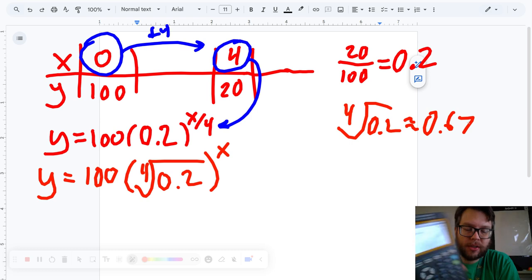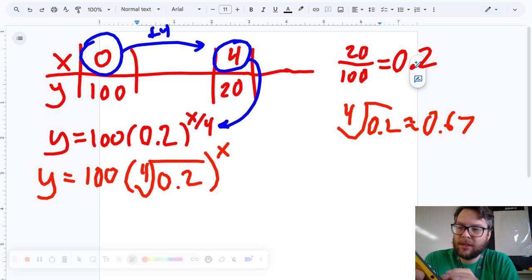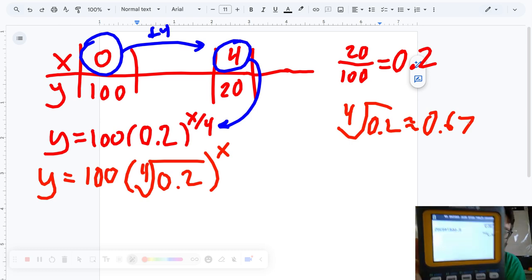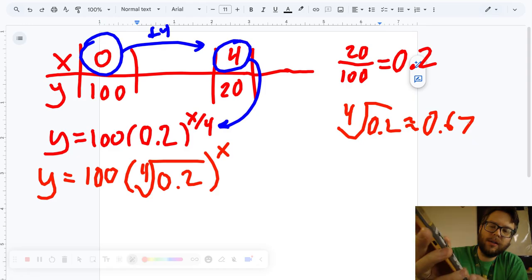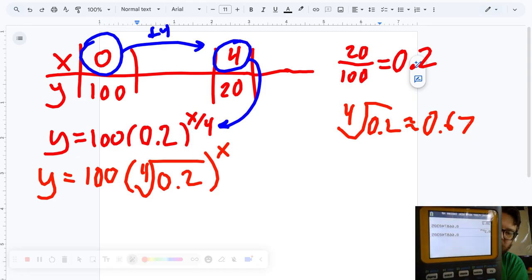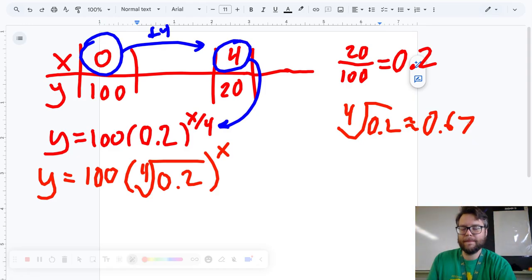And then you could also have done this, if you don't like using that special menu, you could also write 0.2 to the 1/4 power. Kind of like how they have the x over 4, and you see it comes out exactly the same. Okay, so, but the point of this video is how would you use that to work forwards or backwards.